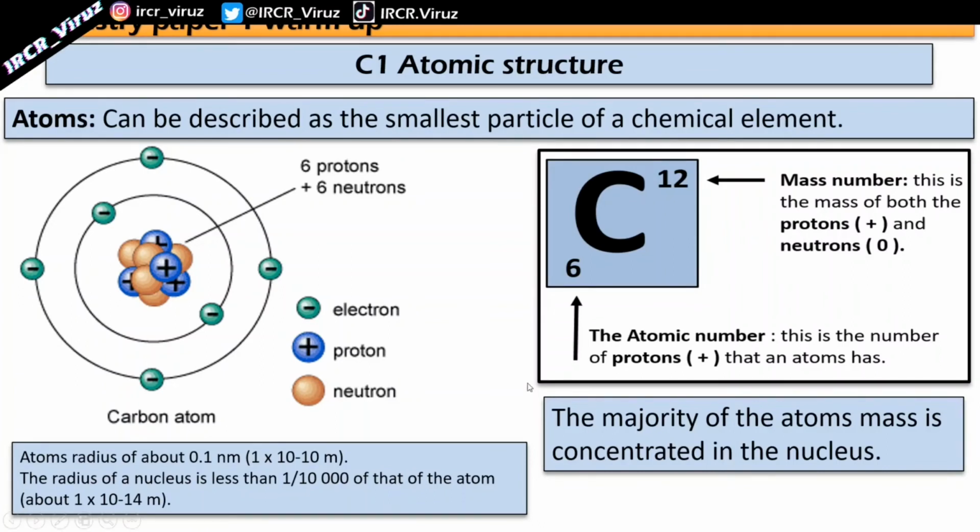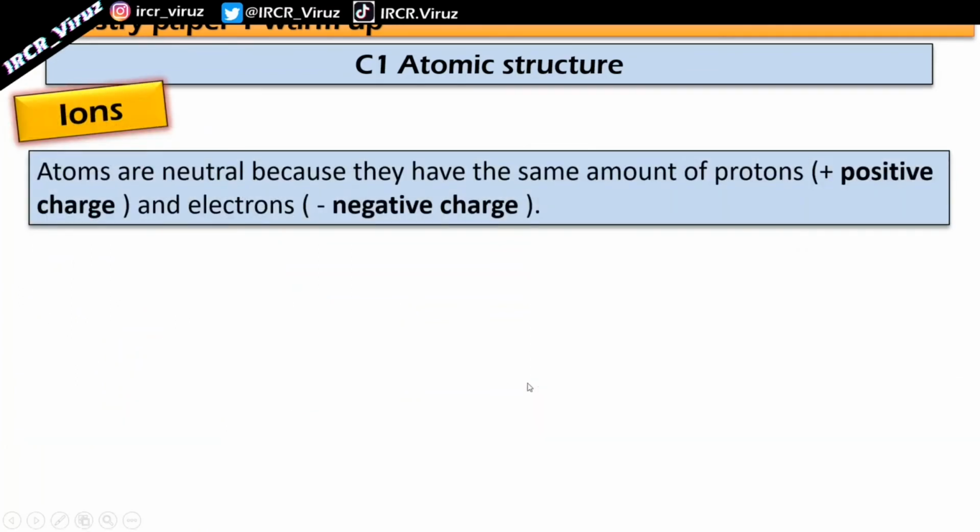Right, so moving on from there. Ions. Atoms are neutral because they have the same number of positive protons and electrons.